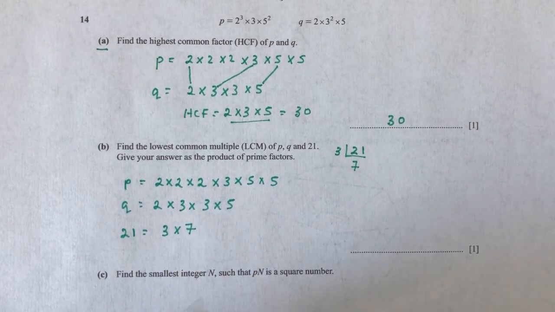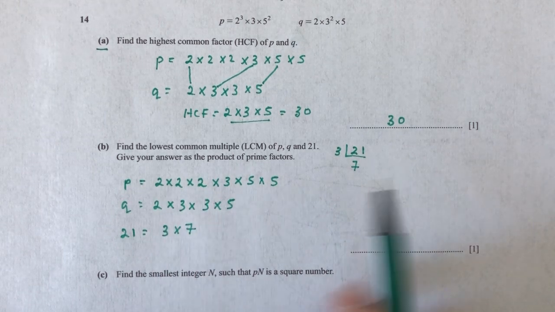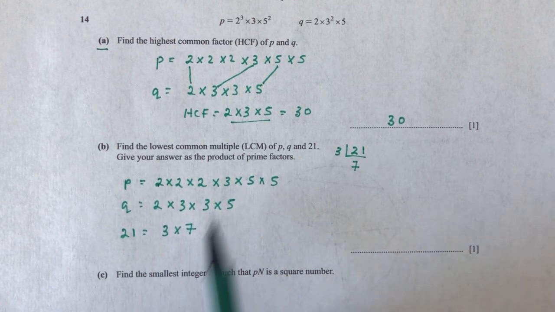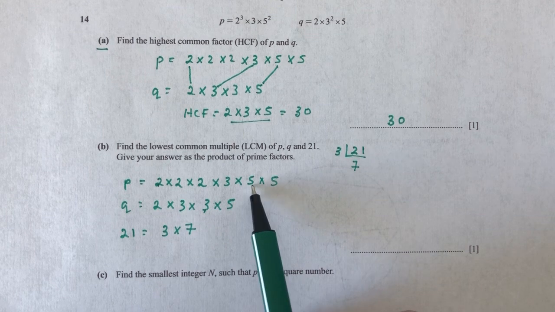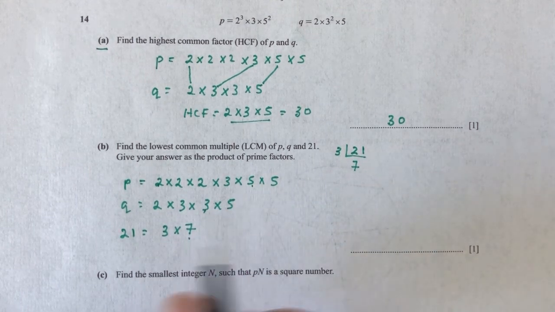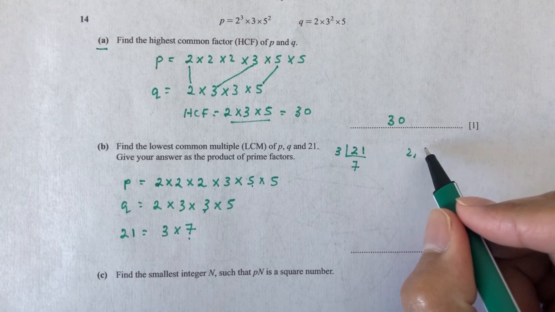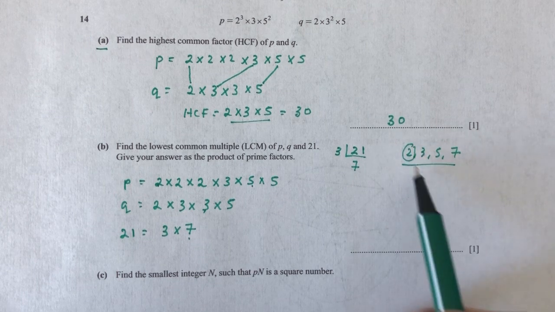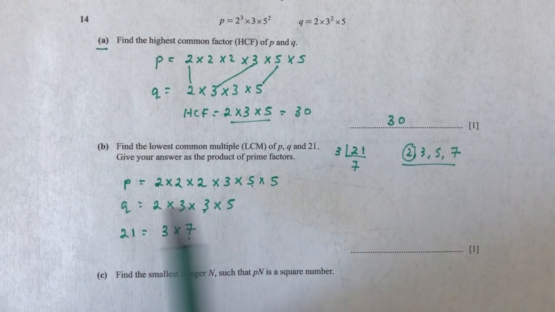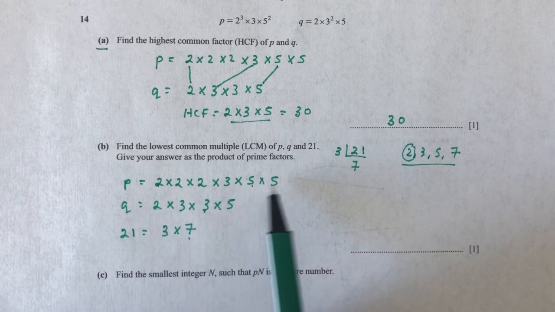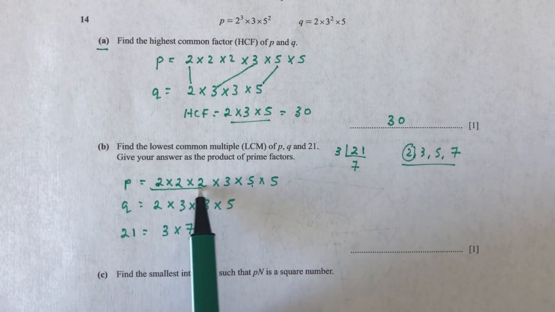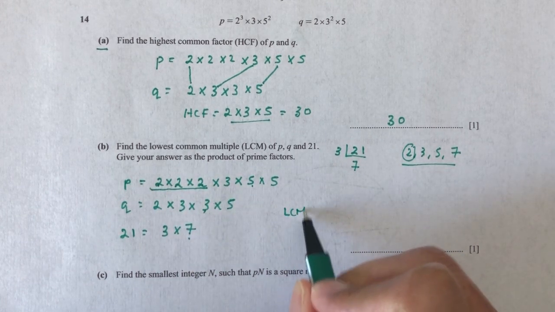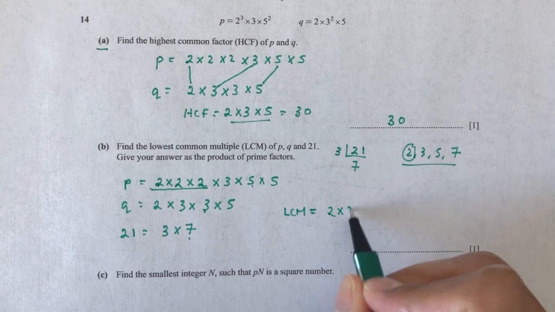So now we have to look at the prime factors of the numbers. We have prime factor 2, prime factor 3, prime factor 5, and prime factor 7. So we have different numbers, which are 2, 3, 5, 7. Now we have to find where they occur the most. As we can see, the maximum occurrence of 2 will be here: 2 times 2 times 2, it is more than anywhere else. So the LCM will begin with 2 times 2 times 2.